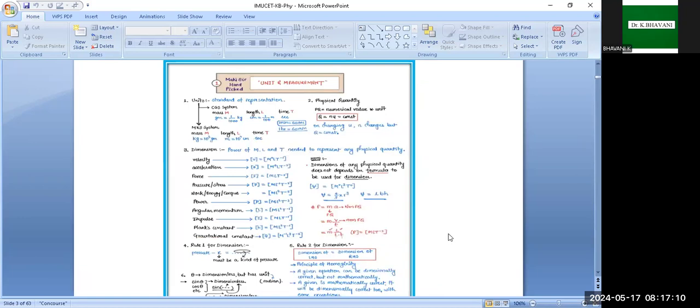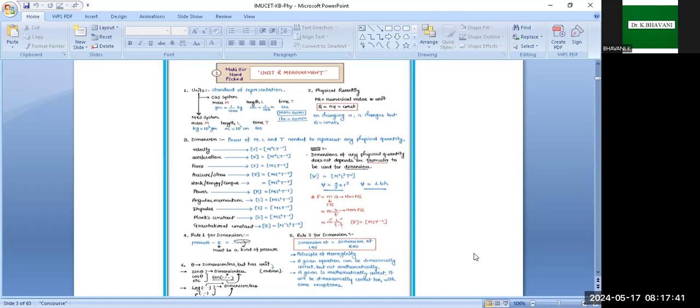And as I said in my previous class, unit and dimension will be very important to pick the correct answer in the MCQs. Here, in unit and dimension, you have to concentrate on the SI unit and the physical quantity, and also the dimensions and the rules for the dimension, that is one dimension, two dimensional. All the principles are given in this slide.